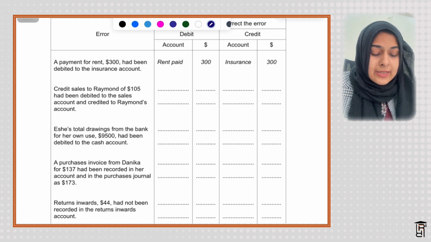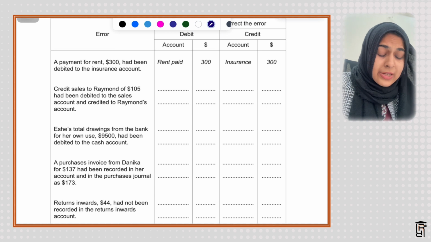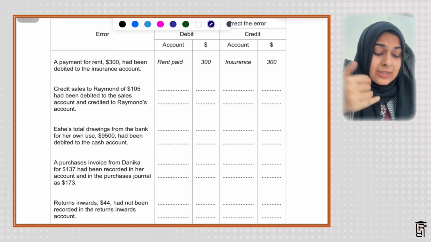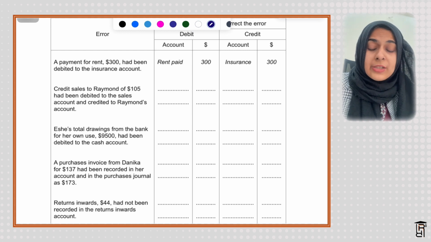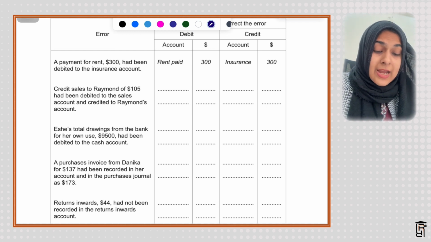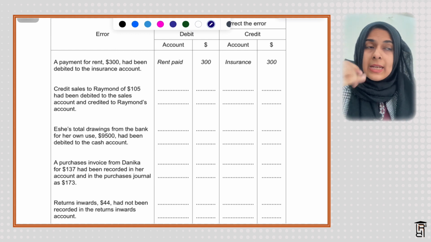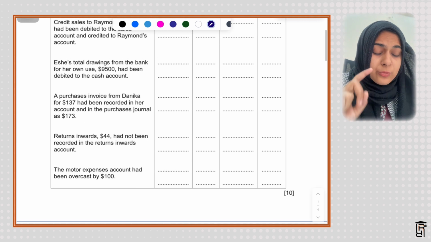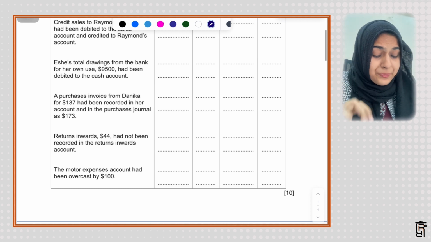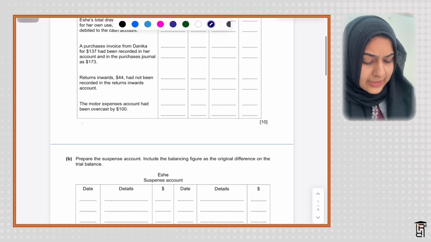In the next error, they're saying credit sales to Raymond of 105 had been debited to the sales account and credited to Raymond's account. This is a complete reversal, because whenever you sell goods on credit, you debit the person's account and you credit the sales account. Whether it's cash sales or credit sales, in all cases the sales account is always credited. But here they have debited the sales account. To correct a complete reversal, amounts always need to be doubled.